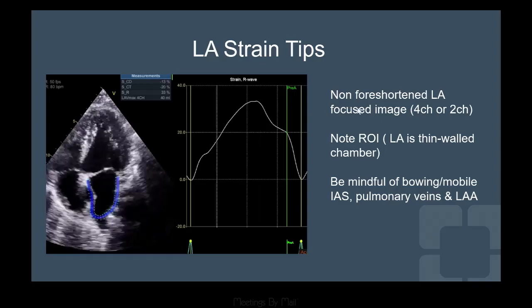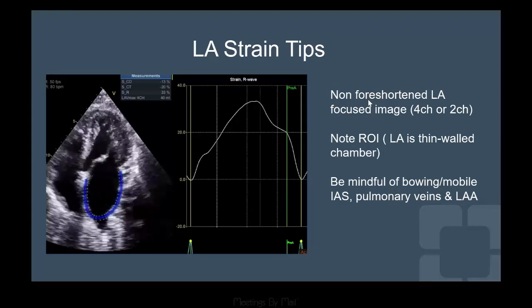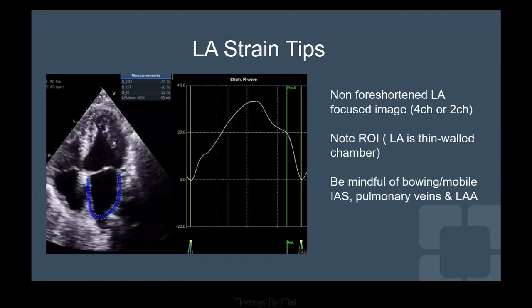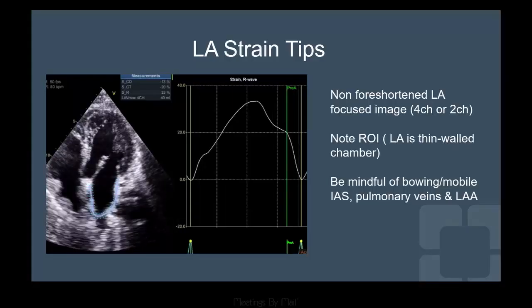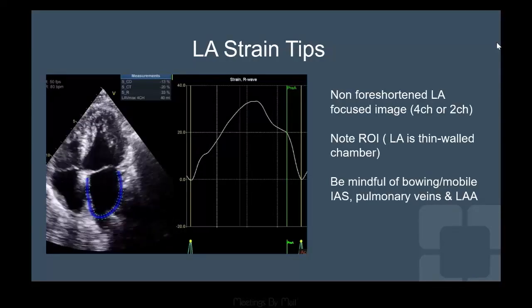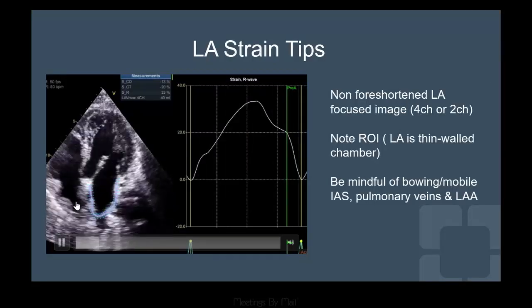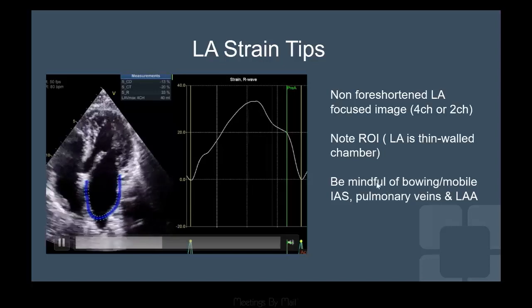Amy just went over this, but again, you want to make sure of quality, non-foreshortened images. I think a lot of times the LA ends up foreshortened. We're very focused on the LV not being foreshortened. Don't cut off your LA as well. And keep in mind ROI for LA counts as well, not just the LV. The LA is a very thin wall chamber, so don't neglect adjusting your ROI here as well.